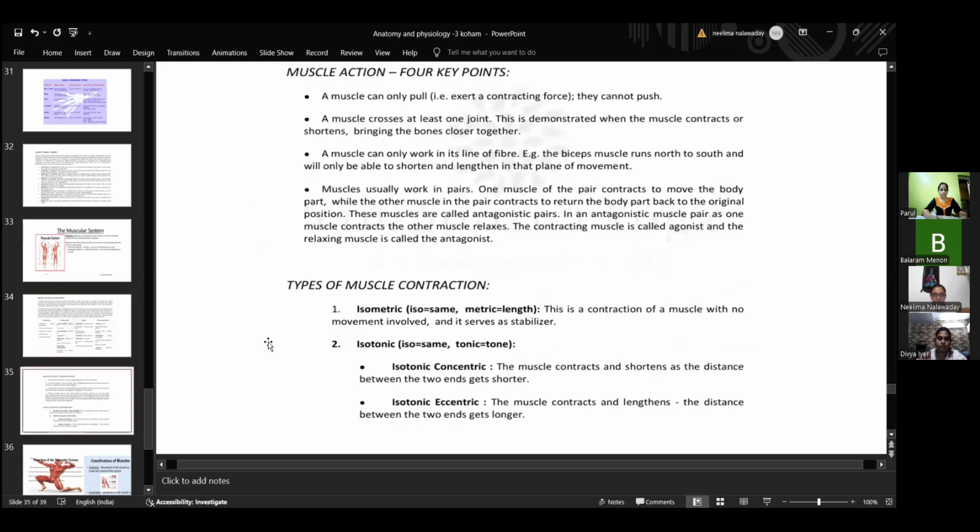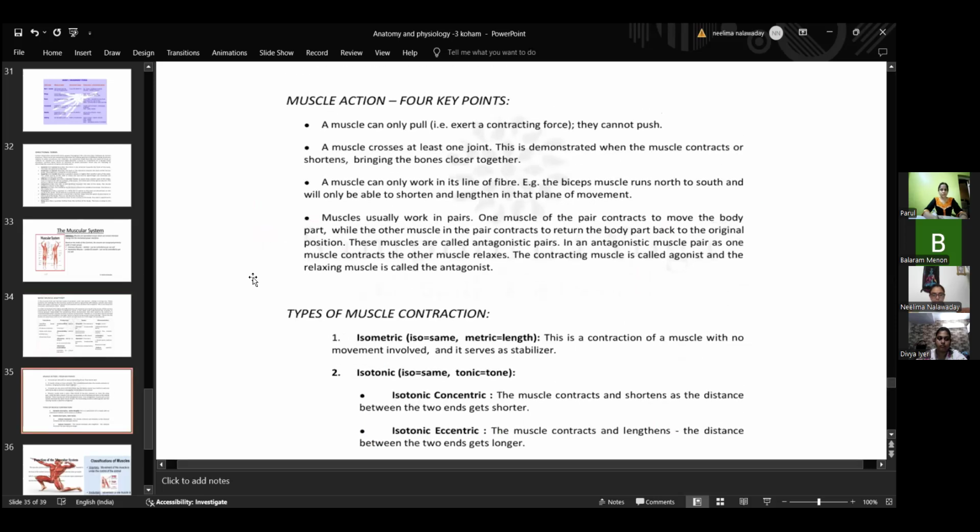Next is muscle can only pull, it exerts a contracting force but cannot push. You will understand when we discuss muscle contraction, because contractility is the major function of muscle fibers, skeletal muscle fibers. A muscle crosses at least one joint. This is demonstrated when the muscle contracts or shortens, bringing the bones closer together.